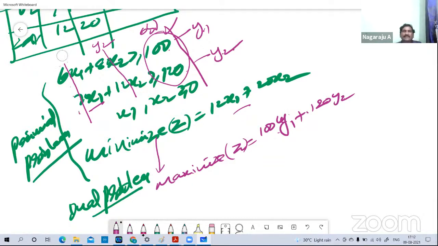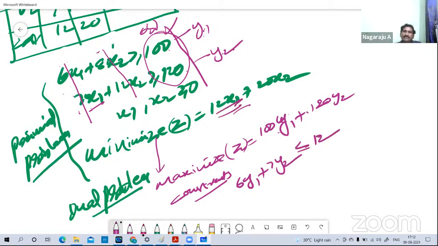What can we take here? Here, y1, 6y1 constants. Here 6y1 plus 7y2, greater than or equal to will be converted to less than or equal to 12. All the x1 coefficients I am taking. 6y1 plus 7y2, greater than or equal to constants, will be converted to less than or equal to 12.